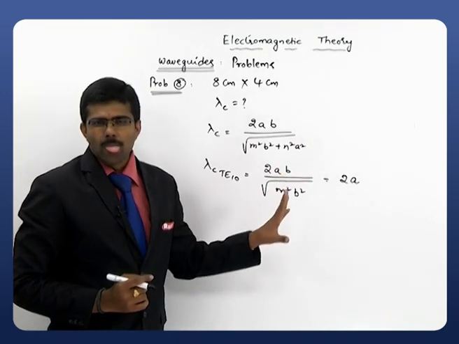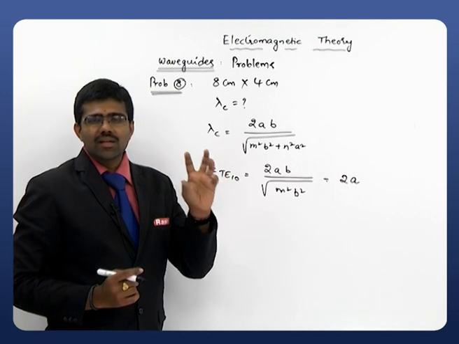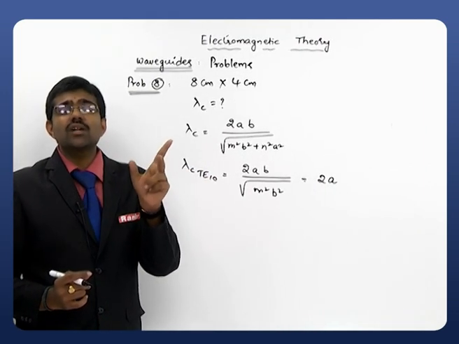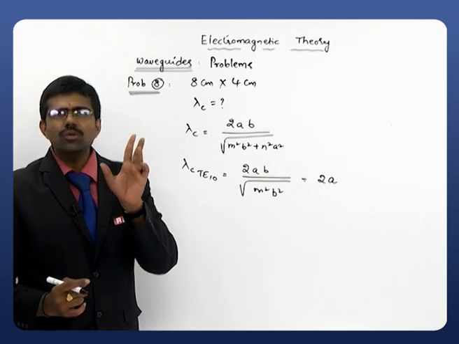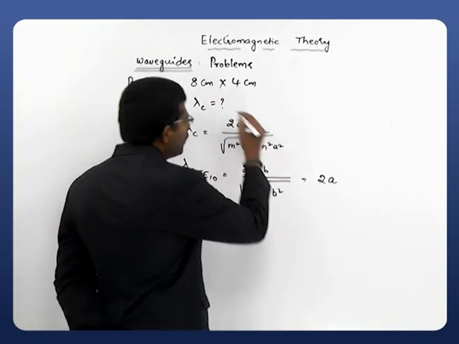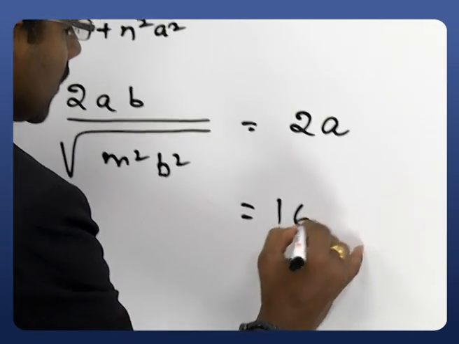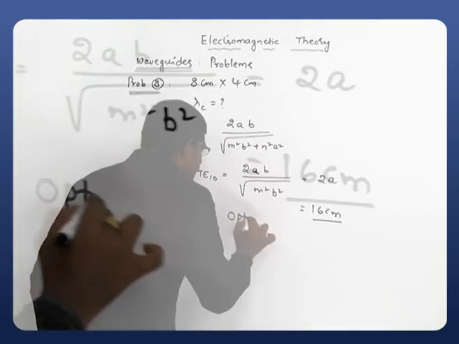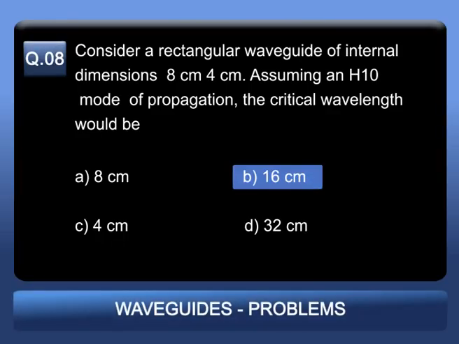Blindly remember that one. Whenever we are taking a rectangular waveguide, the cutoff wavelength for a rectangular waveguide is twice the broader dimension, 2 into a. So what is 2 into a? 2 into 8 cm, which is equal to just 16 cm. This 16 cm is available in which option? Option B is correct for this problem.